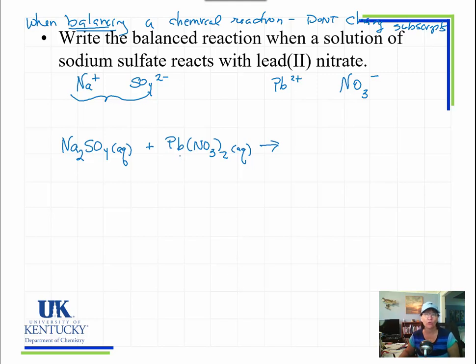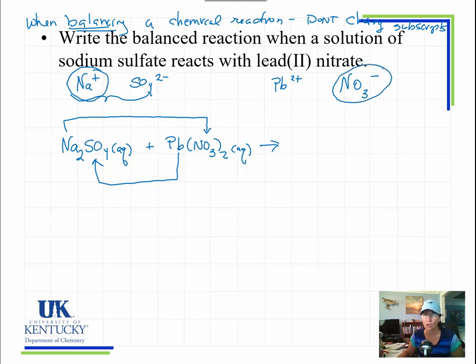So we're going to do a partner swap. That means the lead's going to get together with the sulfate. You always write the cation first. And the sodium is going to get together with the nitrate. All right, so we're going to take the sodium with the nitrate. Well, sodium has a +1 charge, and nitrate has a -1 charge. So the compound is NaNO3. I know that from the charges.